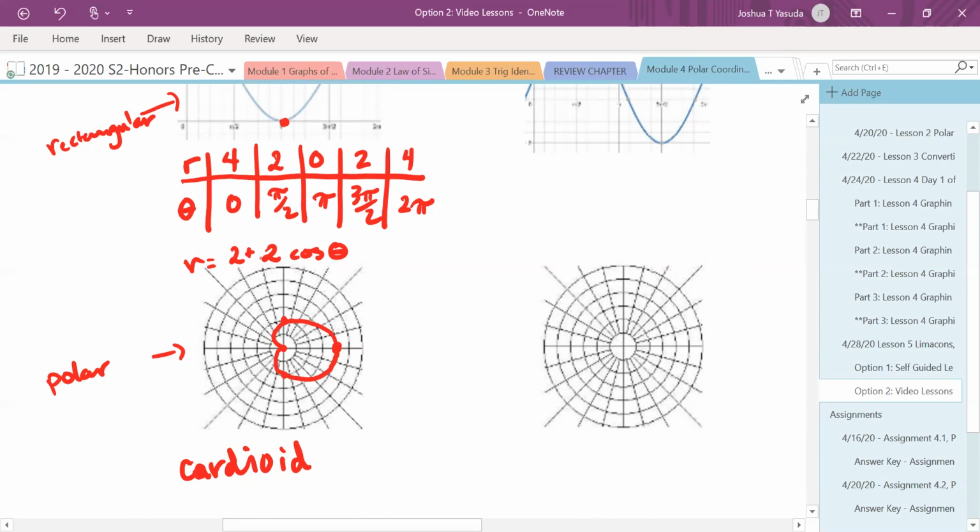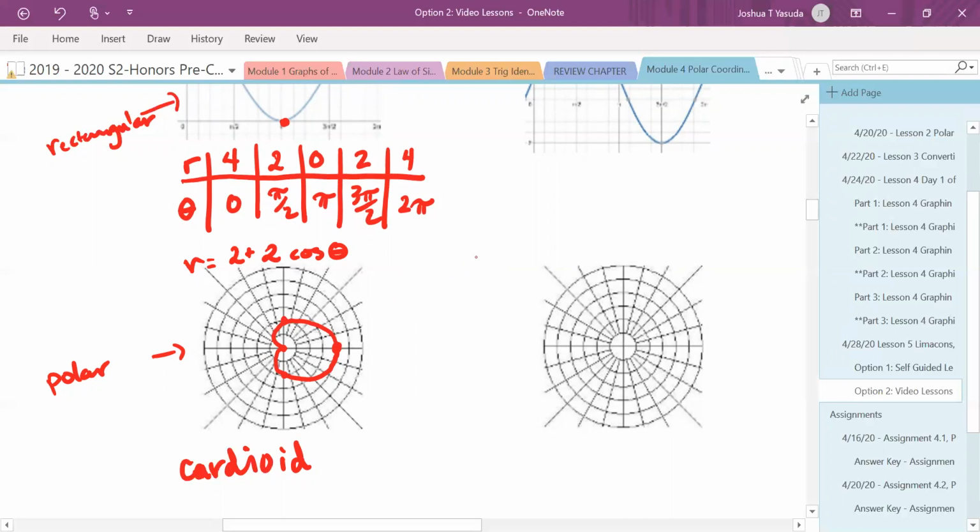So this is r equals 2 plus 2 cosine of theta, right? I'm just going to throw this out there: if this had been 2 minus 2 cosine of theta equals r, then you could probably take a wild guess as to what's going to happen. It would have flipped over to the other side, and the cardioid would have been going to the left instead of to the right.